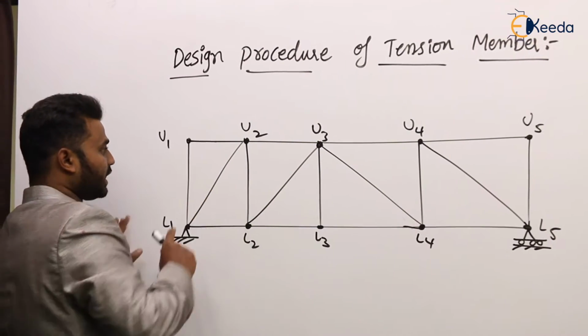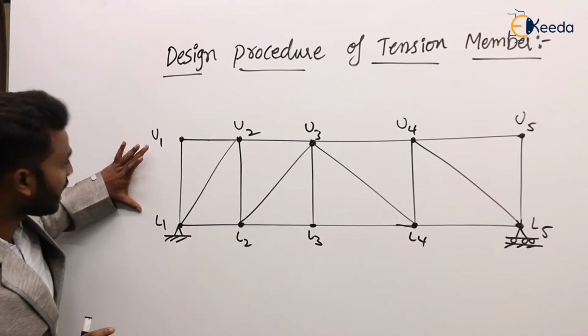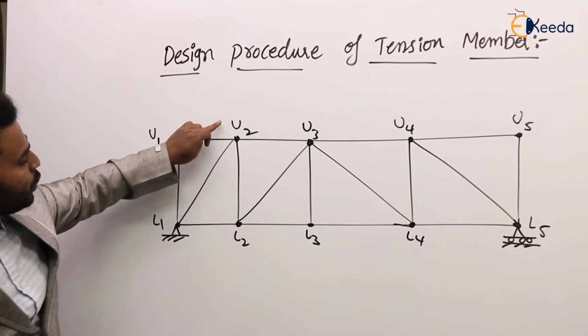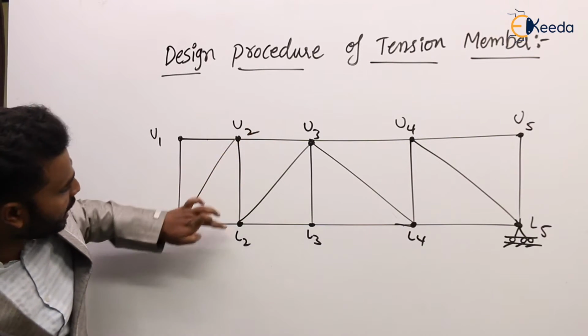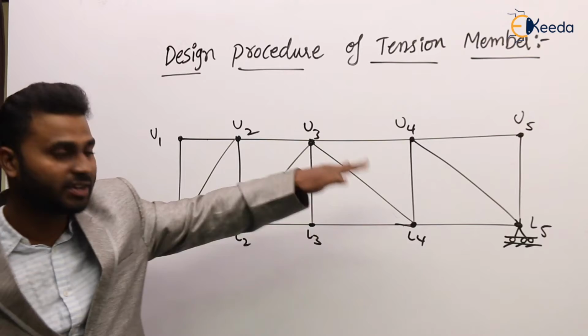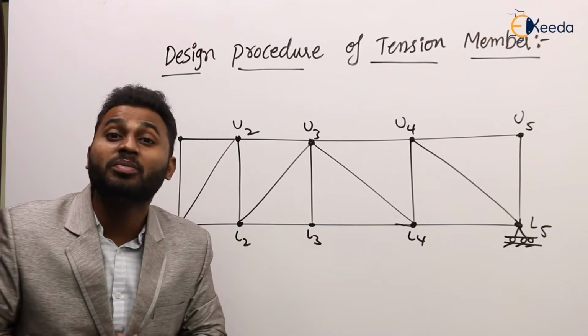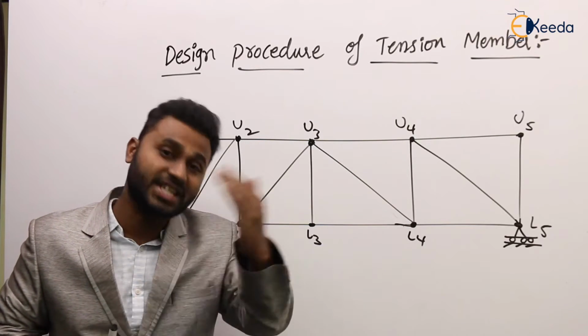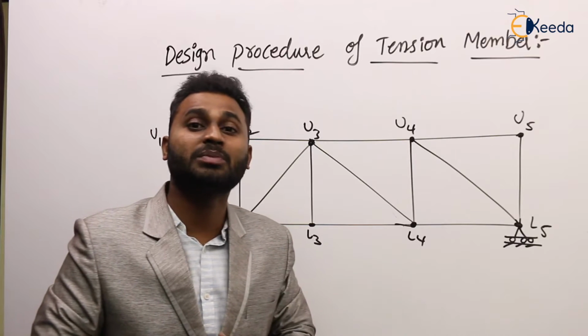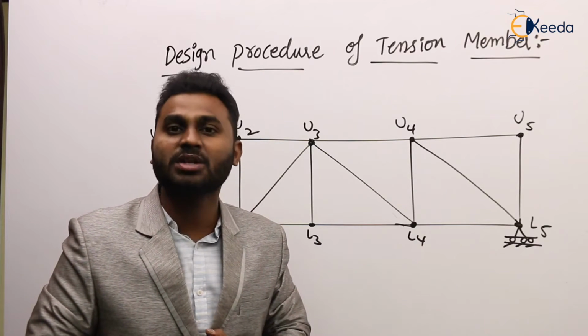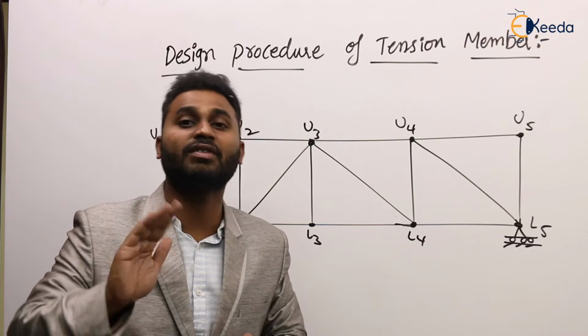But between these chords there exist members like U1, L1, and then L1, U2, U2, L2, and then U3, L2, U3, L3. So these are the between members. Agree or not? These between members are subjected to the reversal of stress. Okay, these between members are subjected to reversal of stress. What is meant by reversal of stress? Reversal of stress or reversal of load.